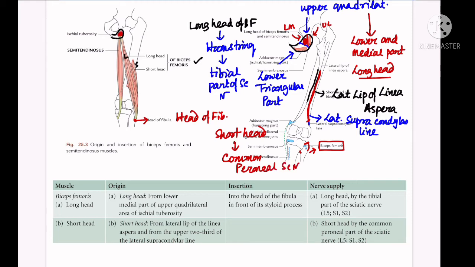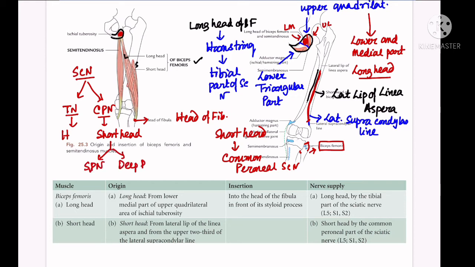Here I must mention that the sciatic nerve, which is the nerve of the posterior compartment of the thigh, has two terminal divisions. One is the tibial division, which is called the tibial nerve. Another is the common peroneal division, which is called the common peroneal nerve. The tibial division supplies the hamstring muscle, whereas the common peroneal division supplies the short head of biceps femoris, and then it is divided into a superficial peroneal nerve and a deep peroneal nerve.